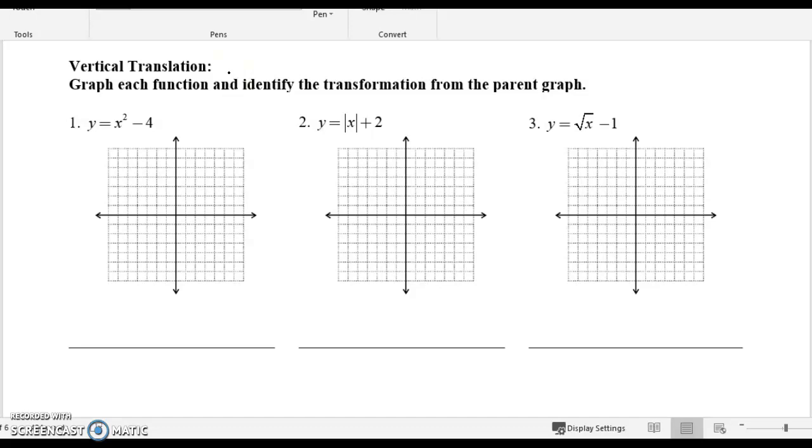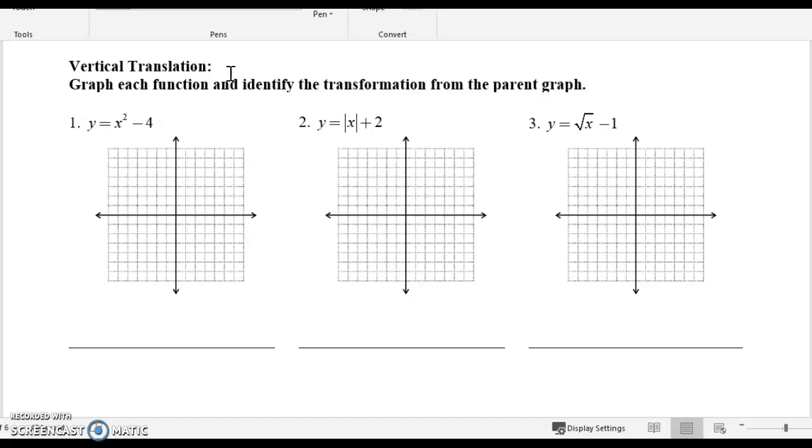How do I know it's up or down? Well, where is the number located? The number is outside. You might say, well, there's not even an inside. True, but okay, let's look at this one. Notice where the absolute value is. This plus 2 is outside. This minus 1 is outside.